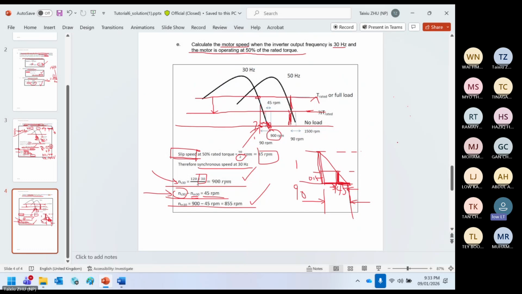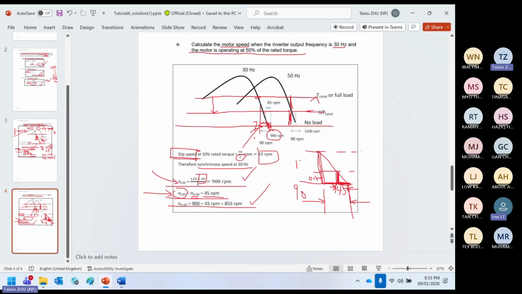This is based on an assumption. Because of this assumption that there's a 50% reduction, that's why 900 plus 45. That's why the answer is 945 RPM for the new speed.